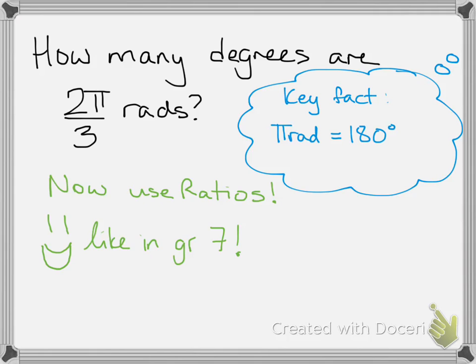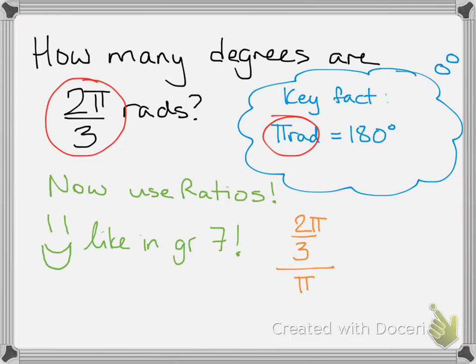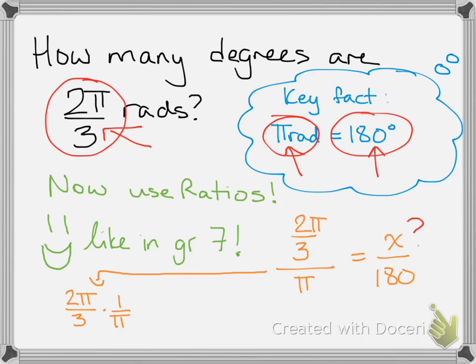So now if we say 2 pi by 3 out of pi radians, that means I'm comparing 2 pi by 3 out of pi, so that should equal something out of 180, right? So 2 pi by 3 radians out of pi radians is the same as something out of 180 degrees. Now all we need to do is solve. So instead of dividing by pi, we can multiply by 1 over pi, and that's equal to x over 180.